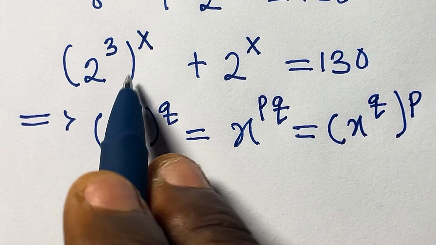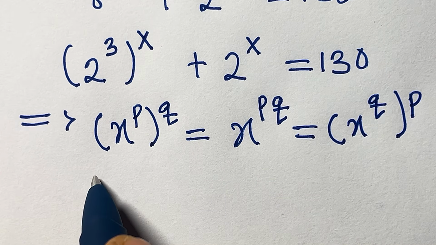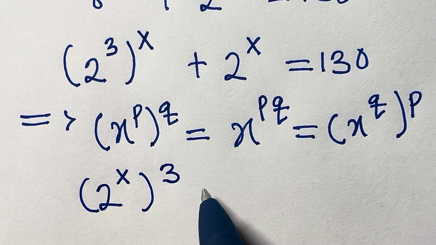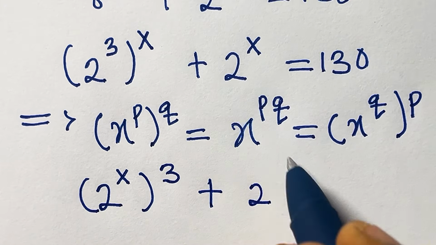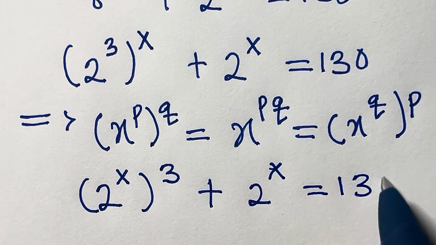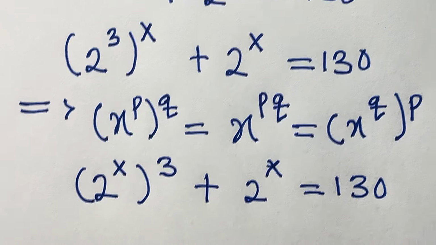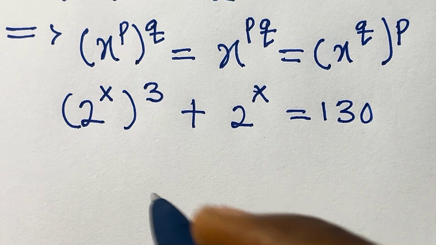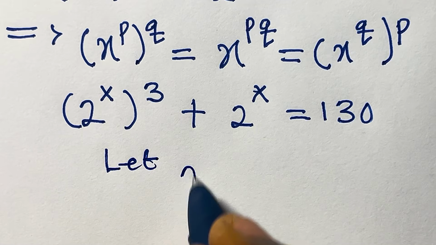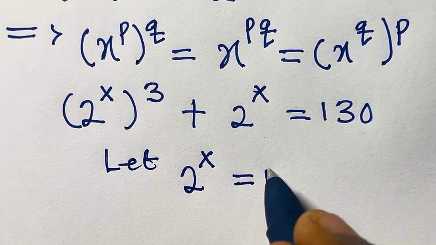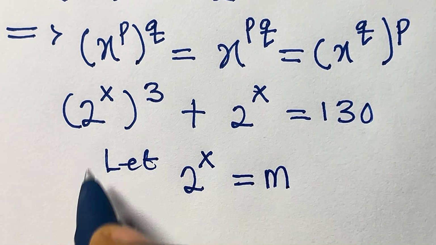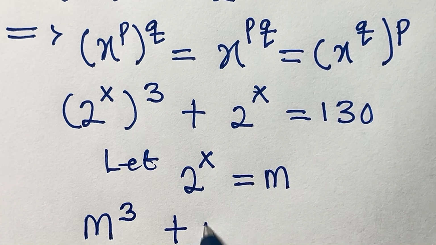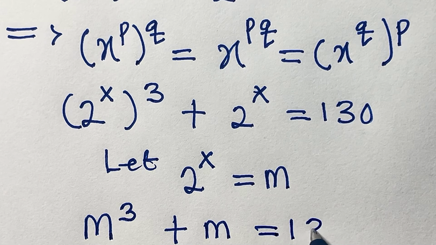So applying this, we will have 2 raised to power x, raised to power 3, plus 2 raised to power x equals 130. So from here, let 2 raised to power x equal m. So here we'll have m raised to power 3 plus m equals 130.